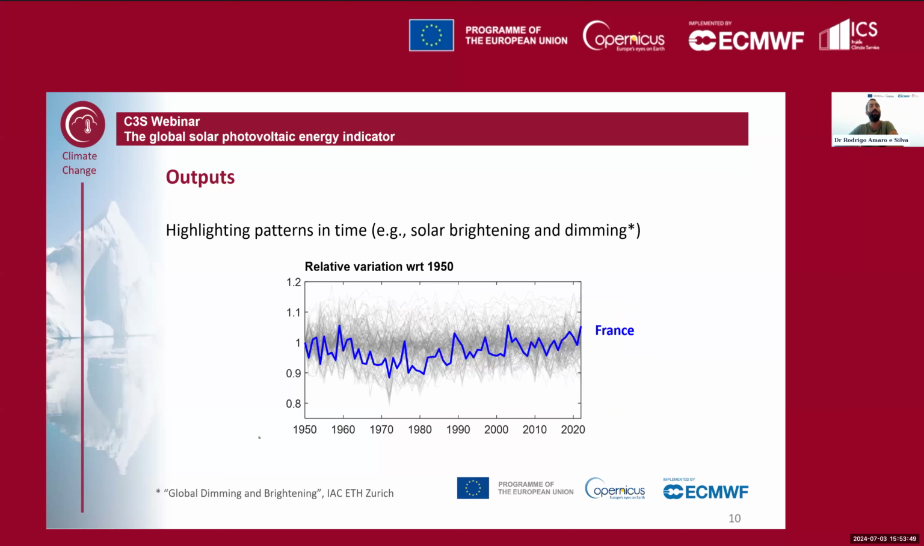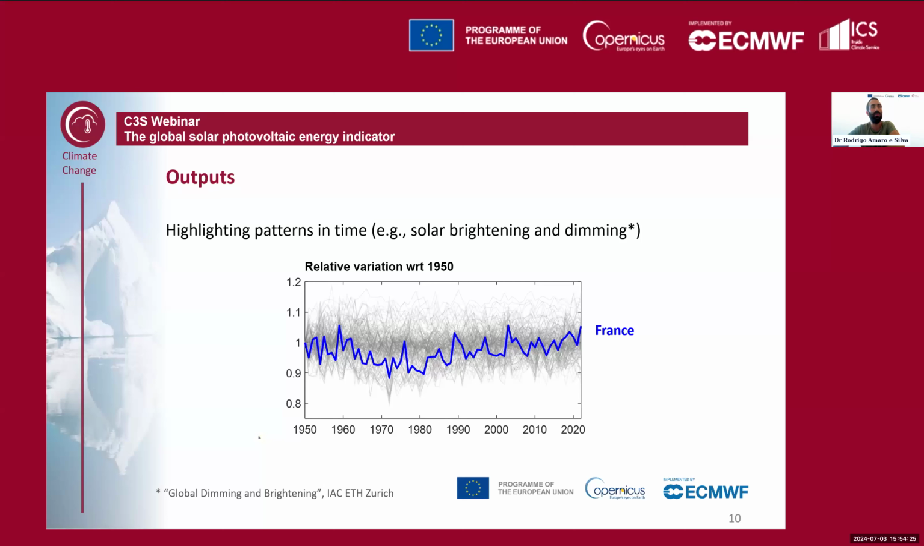We can also look at patterns in time. For example, in this plot here in gray, we see all the lines for all the countries covered by the C3S service, so it's a global perspective. And I wanted to highlight, arbitrarily, France in blue. Each value that we see is the annual mean of the photovoltaic capacity factor, so year by year. When we look at all the countries at the same time, it almost seems like noise, some higher, some lower.